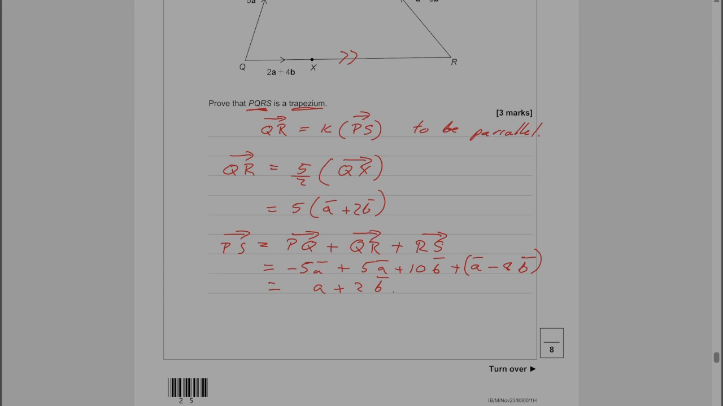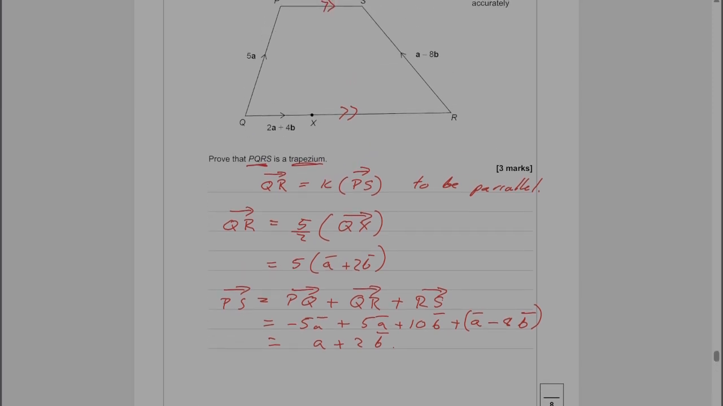So there we go. So we're saying there then essentially that Q to R is equal to 5 lots of P to S. So it must be a trapezium. Parallel.